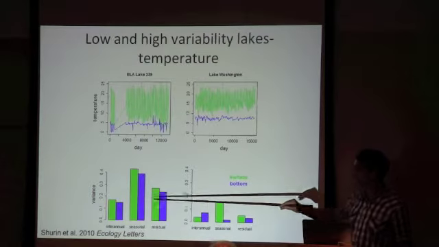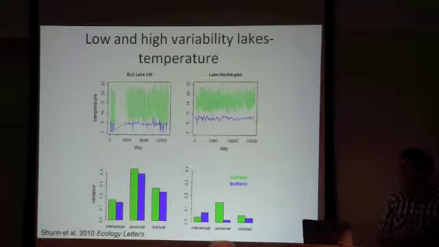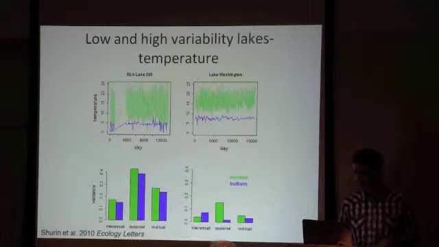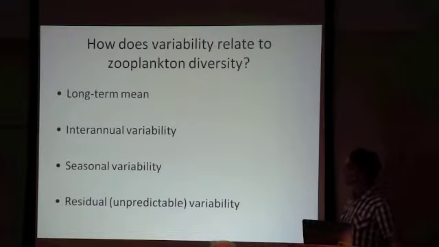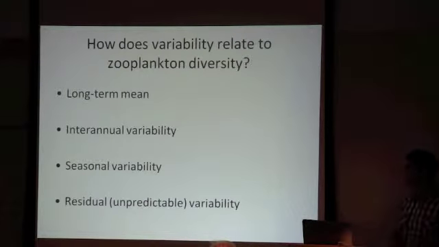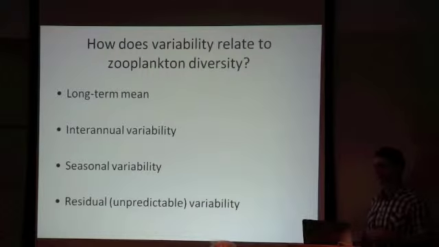And this lake on the left, as you would expect on all three time scales, is more variable than the lake on the right. So the question then is, how does the diversity of plankton in these lakes, of zooplankton, relate to the long-term mean, to interannual variability, to seasonal variability, and to residual or unpredictable variability?